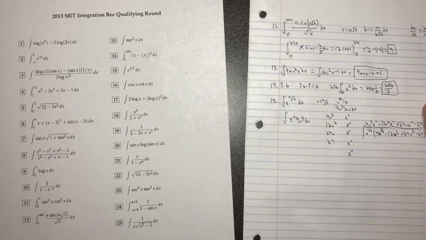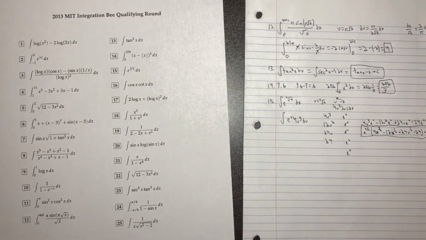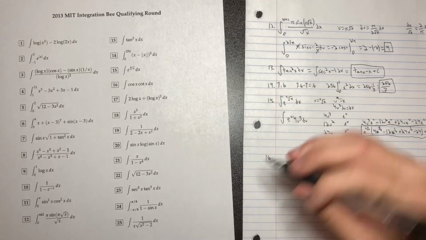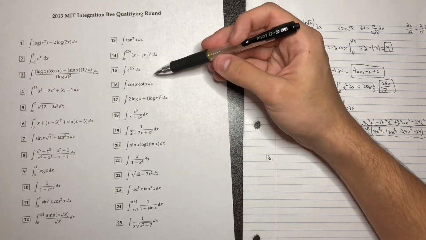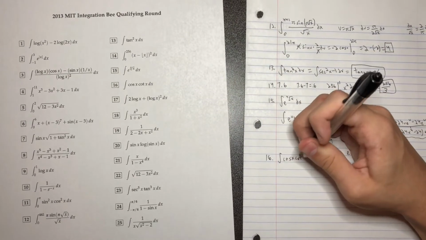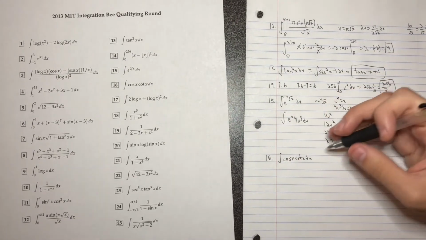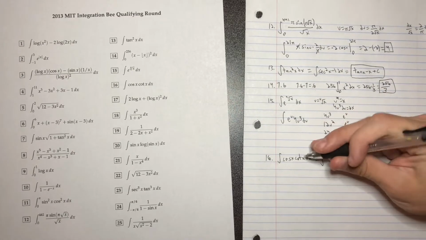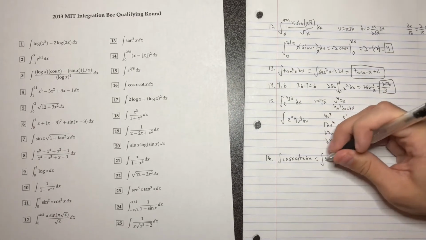Sorry, it's a little bit messy with the u's instead of x's, but moving on to question 16, we have the integral of cosine x times cotangent x. And I'm going to first rewrite this in terms of sine and cosine. So we have the integral of cosine squared of x over sine of x.